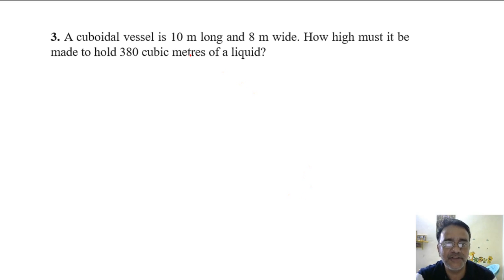Now we are moving towards question number 3. A cuboidal vessel is 10 meter long and 8 meter wide. How high must it be made to hold 380 cubic meters of liquid? I repeat, length is given, breadth is given. We need to find the height such that the volume is 380 meter cube. Question is clear? Yes, sir.